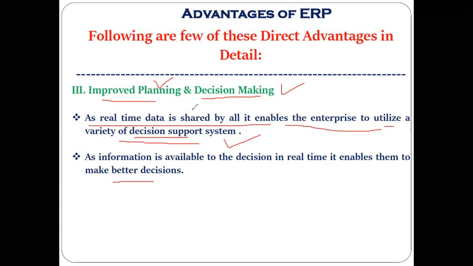Real time data is shared by all the different kinds of departments. Real time in the sense what? When data or information is created in one department, at the same time that information is shared with all other departments. That is the meaning of real time. Without any kind of delay, information is shared within all the departments which are linked together, which are integrated together. That is the meaning of real time data.